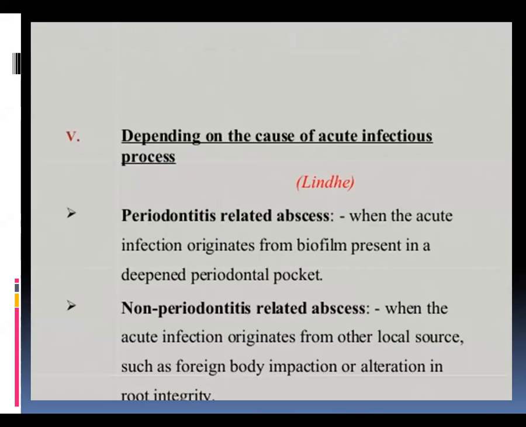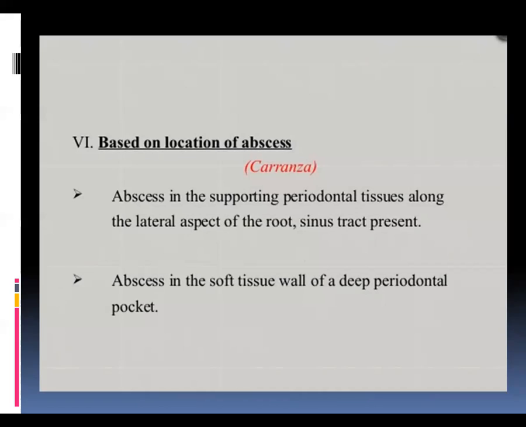Depending on the cause of the acute infectious process, there is the periodontitis-related abscess, when the acute infection originates from the biofilm present in a deepened periodontal pocket, while the second is the non-periodontitis-related abscess, when the acute infection originates from another local source, such as a foreign body infection or alteration in the root integrity. Based on the location of the abscess in the supporting periodontal tissues along the lateral aspects of the root, is a sinus tract present, or is it an abscess in the soft tissue wall of a deep periodontal pocket.